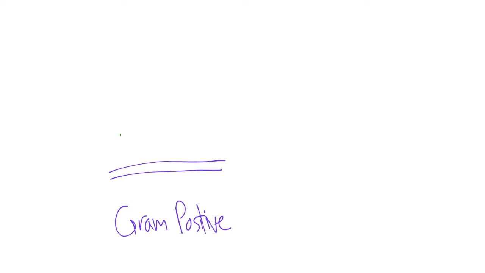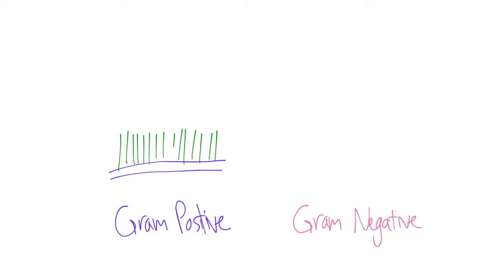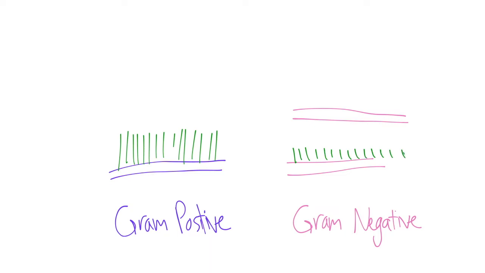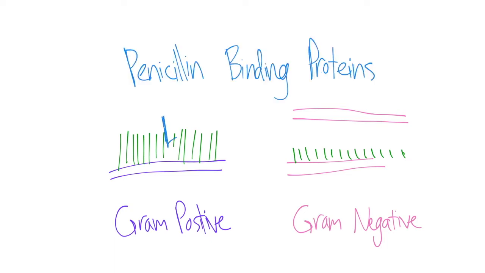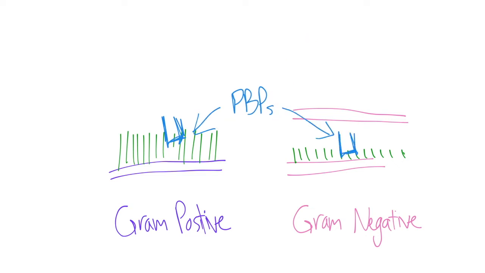So to understand how beta-lactam antibiotics work, you have to understand a little bit about bacteria and how they're structured. If you remember, we have the gram-positive bacteria, which have one cell membrane and a thick peptidoglycan layer on the outside. And then you have gram-negative bacteria, which have two cell membranes and a thinner peptidoglycan layer in the middle. And remember, peptidoglycan is essential for maintaining the integrity of the cell. And then you have these things called penicillin binding proteins, which are basically responsible for building and maintaining those peptidoglycan layers.